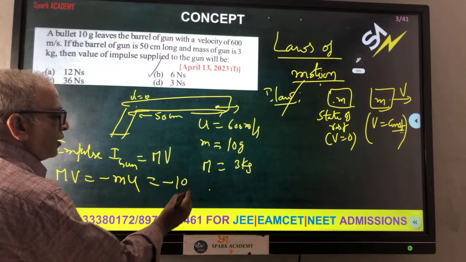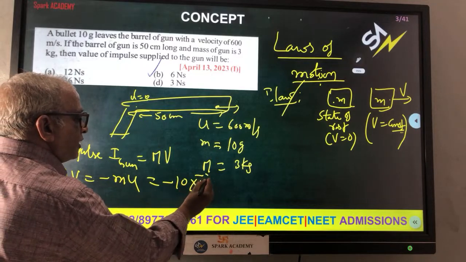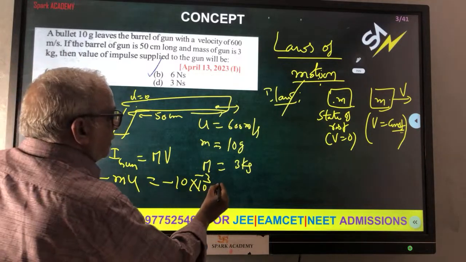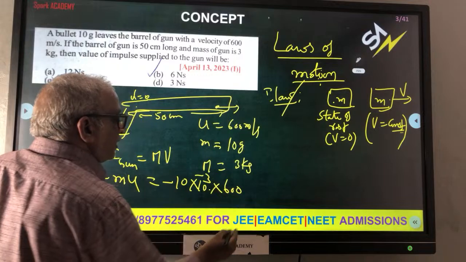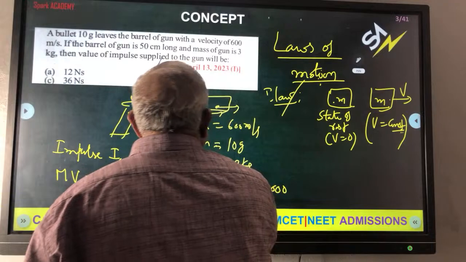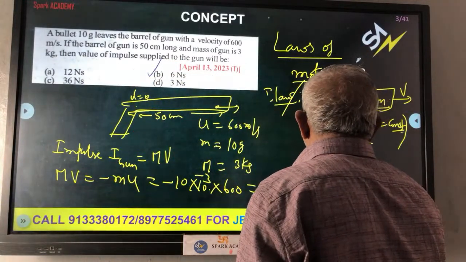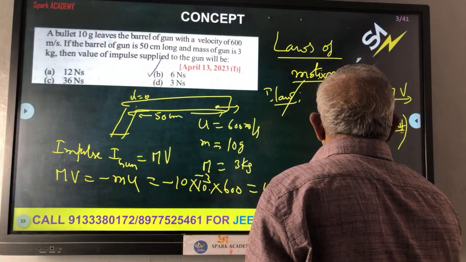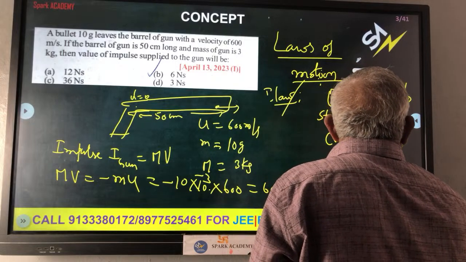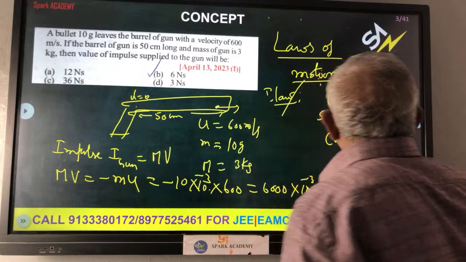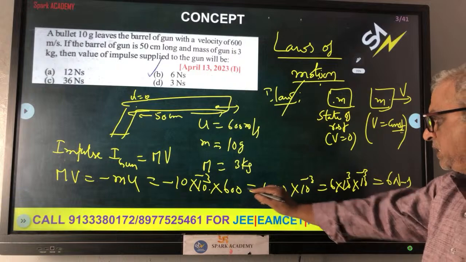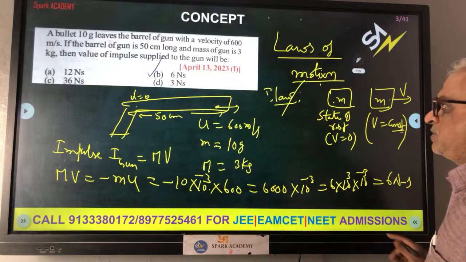10 grams. Grams are converted to kilograms: 10 by 1000, or 10 to the power minus 3 kgs. And the velocity of the bullet is 600. This is nothing but 6,000 into 10 to the power minus 3, that is 6 into 10 cube into 10 to the power minus 3. The answer is 6 Newton second.